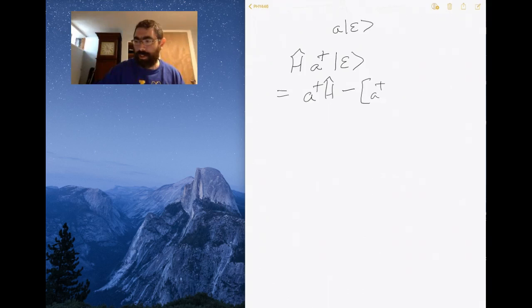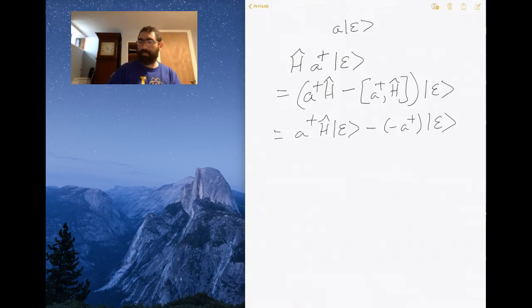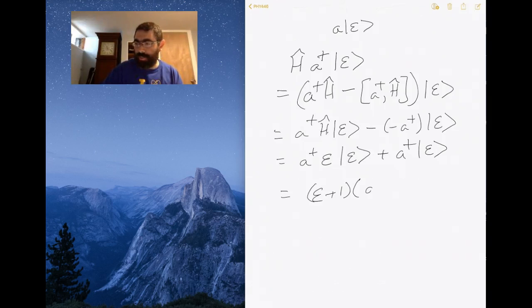Minus a dagger H commutator, all of that acting on the energy state, which gives me a dagger H operating on the energy state, minus a dagger operating on the energy state. So a dagger H operating on the energy gives me epsilon plus a dagger epsilon. And if I factor it out, I get epsilon plus 1 times a dagger operating on the energy state.